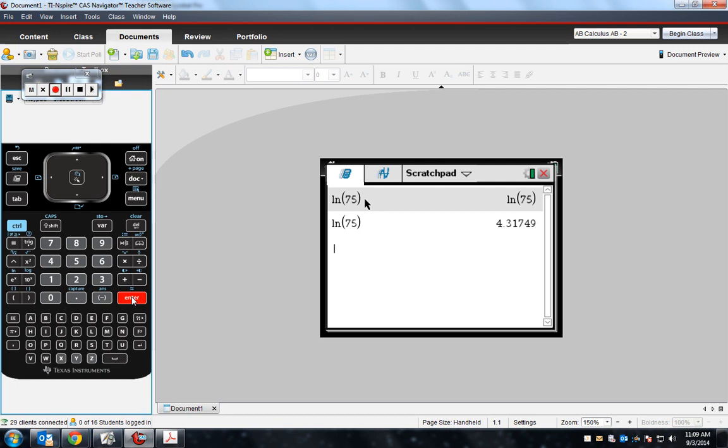4.318. If I asked you to truncate, and it still said 4.31759, but I asked you to truncate the answer, what would you write? Just the 4.317. You don't round that 7, you just write and you stop. Truncate means you write the first 3 decimal places and you stop. Round means you're rounding.